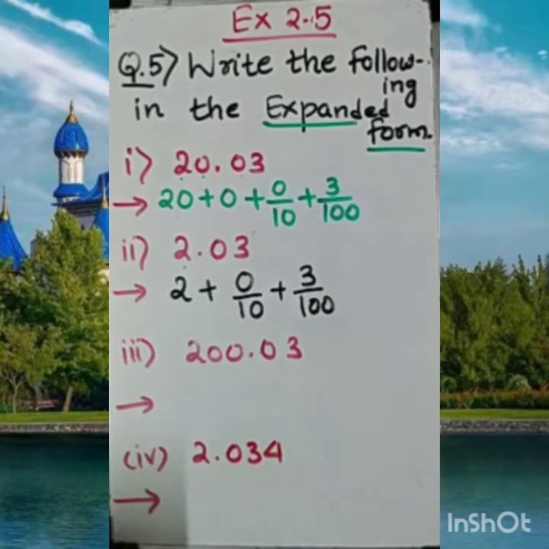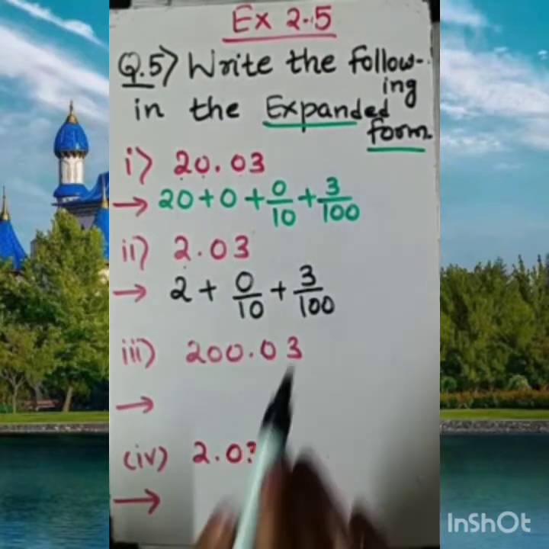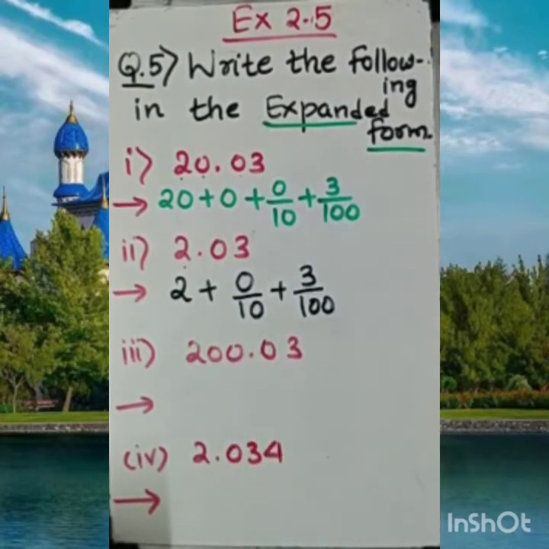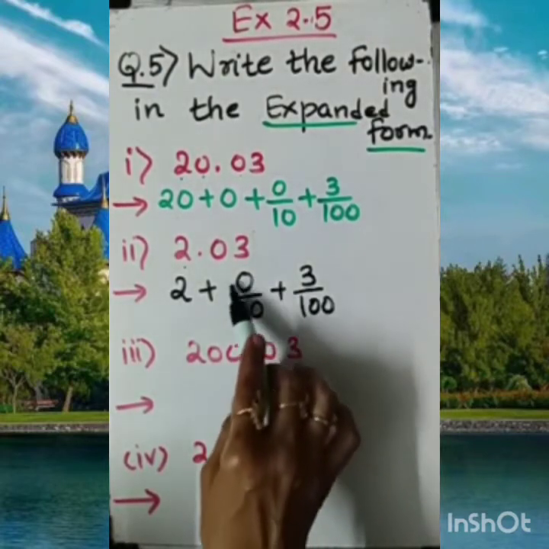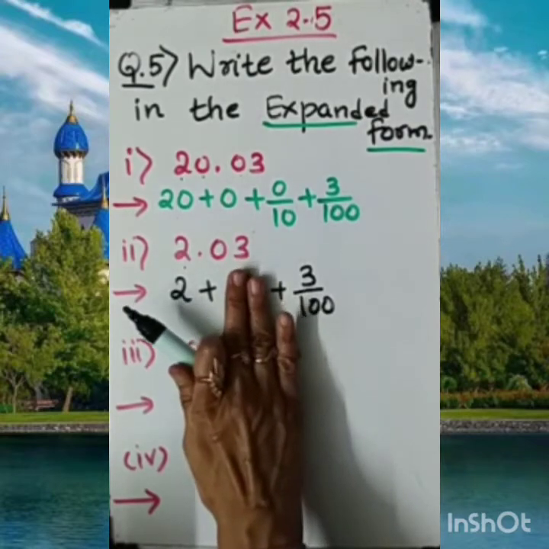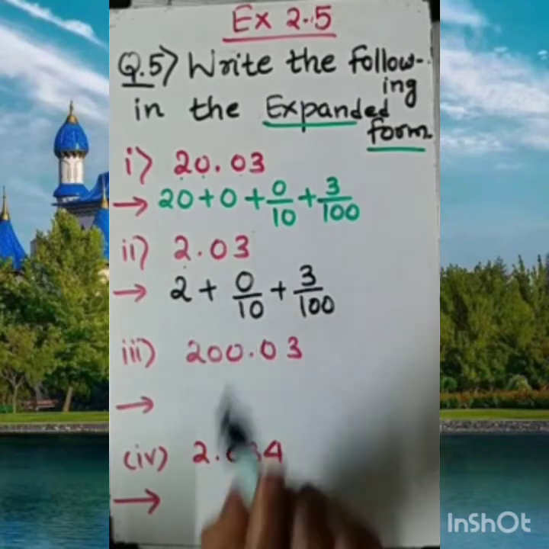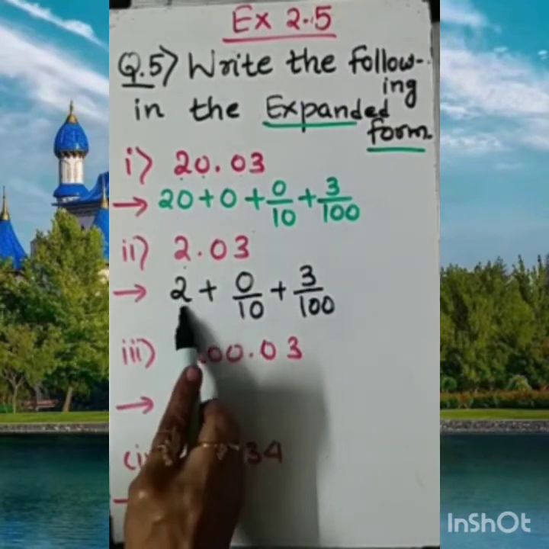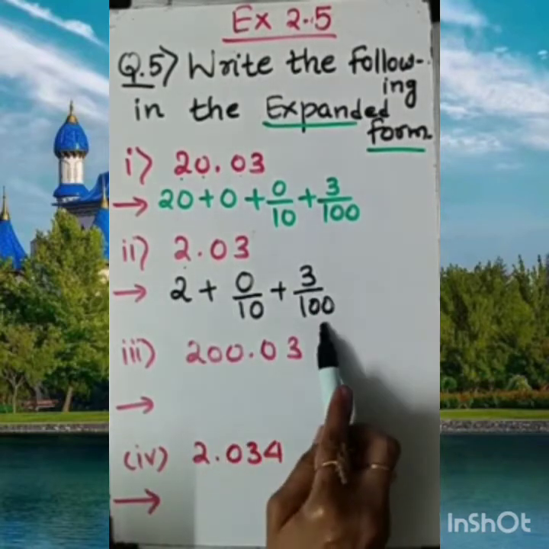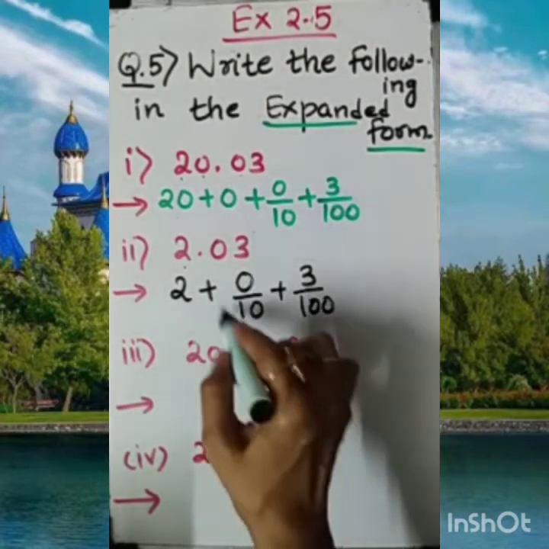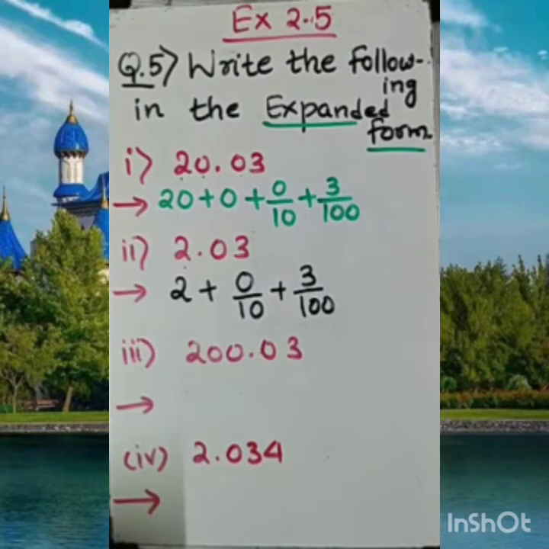Dear student, it may be possible that somewhere you will find only 0 here, because you know 0 divided by any number gives the result 0. So it may be possible this term is missing, not mentioned somewhere, then also the same thing, it will be considered as 0. So somewhere if you find 2 plus 3 by 100, then also it's correct. It indicates that this term is missing. Missing means for that place we will consider 0.